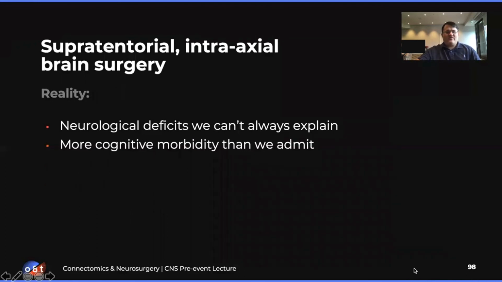But the problem with this is, while this is reasonably effective, everyone who's being honest knows that there are neurological deficits we can't explain. There's sometimes that people have language problems, like the case I showed earlier, and we don't know why they have them. And more important is that many people do not go back to their pre-surgical baseline, even when we've had a successful surgery. And part of it is we don't know exactly what we're doing wrong in these cases.